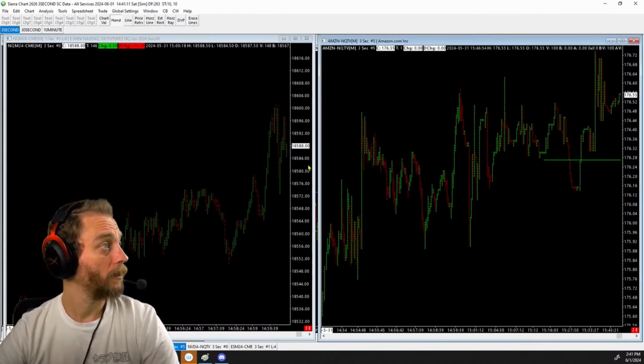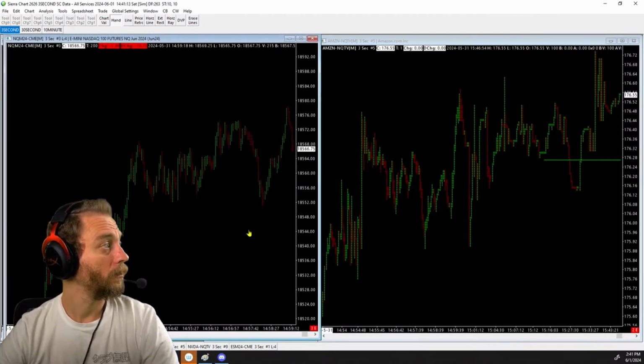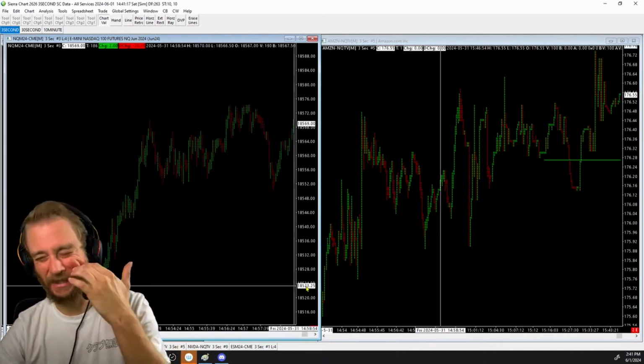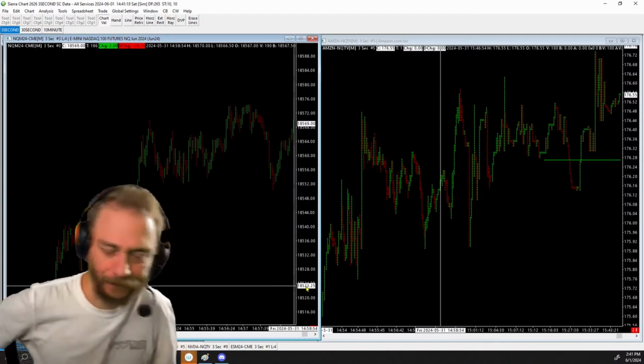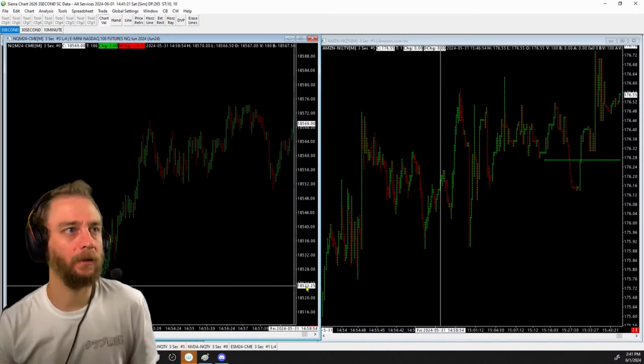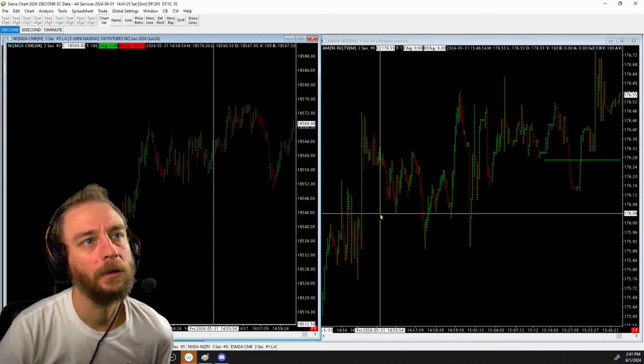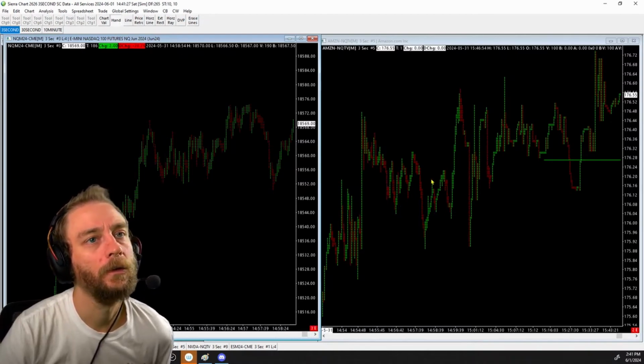Amazon on the right. This is NASDAQ on the left. NASDAQ's just going to put in more reclaims. Just try scalping into them. So let's see. Let's scroll.